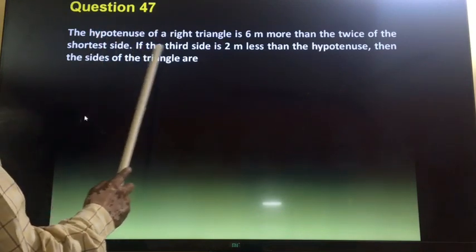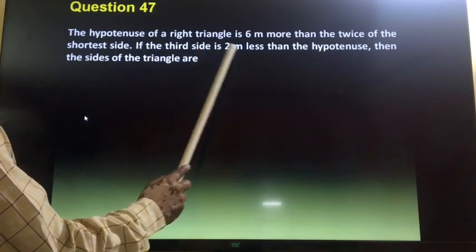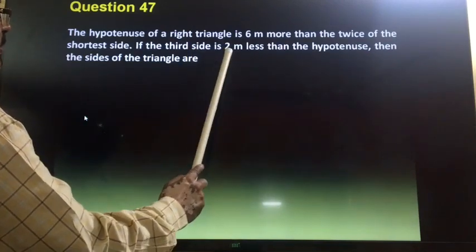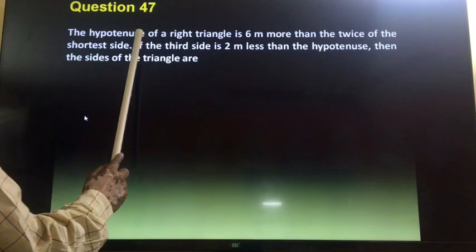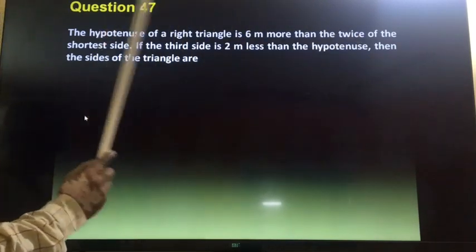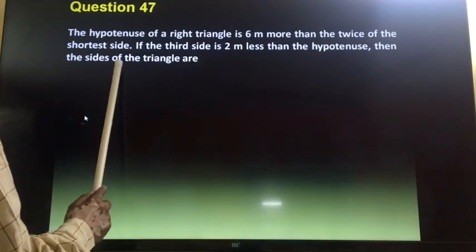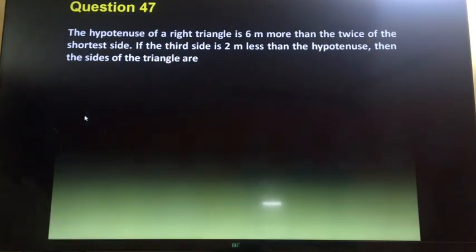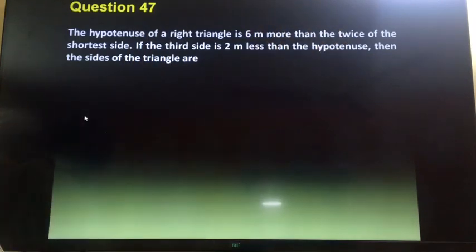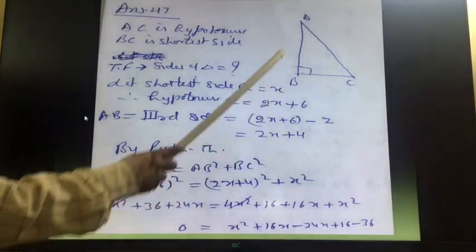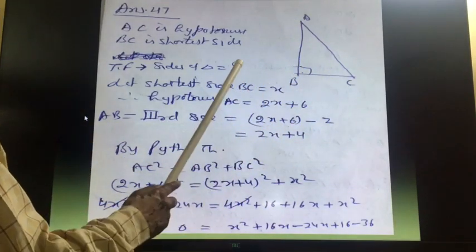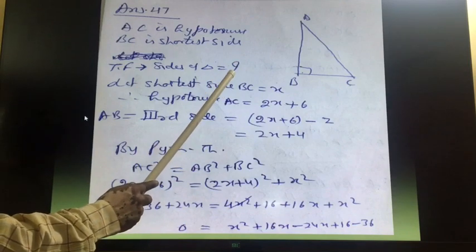The third side is 2 meter less than the hypotenuse, and the hypotenuse is 6 meter more than double the shortest side. Then we have to find out the sides of the triangle. What are the sides? So understand it. Triangle ABC is a right triangle given. In this right triangle, we have to find out what are the sides of this triangle.